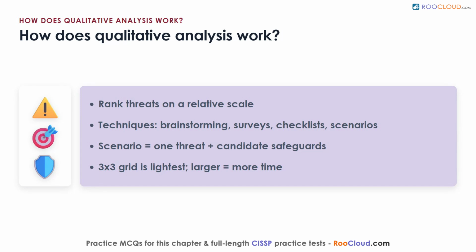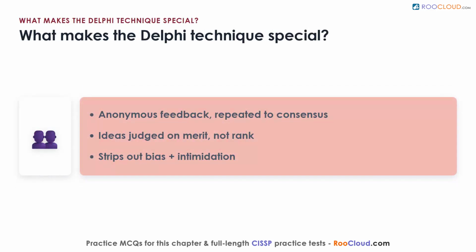A simple 3x3 grid of probability against damage is the lightest form. Larger grids add precision but demand far more time and research. What makes the Delphi technique special?